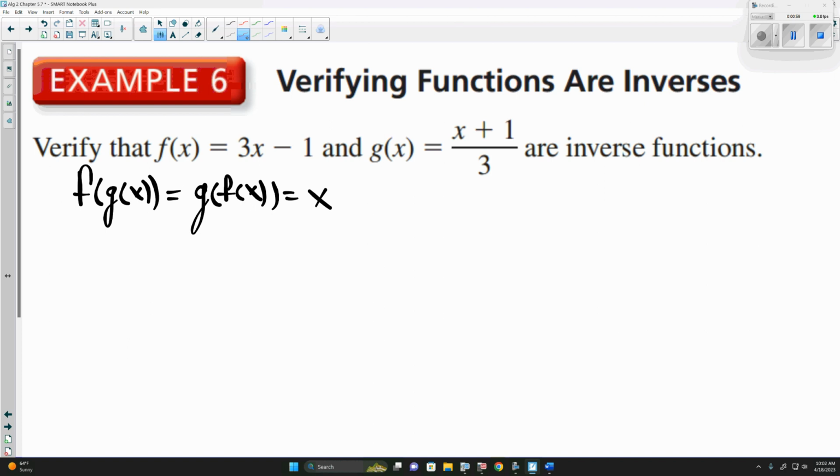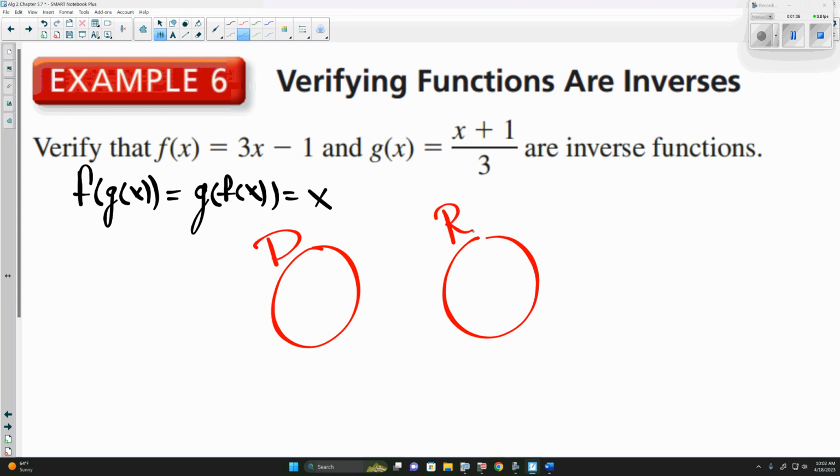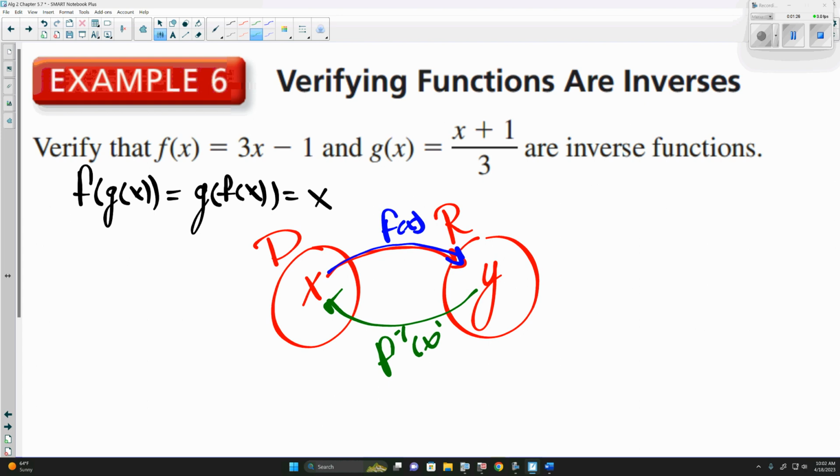And part of the reason that this works, if they both equal x, is that, again, bring the two circles back out, our domain and range, x and y. We're saying f of x is taking the domain, the x values, to y, and the inverse is taking it right back to where it started. So if f of x and g of x are indeed inverses, when we take the composite, we should get back where we started.